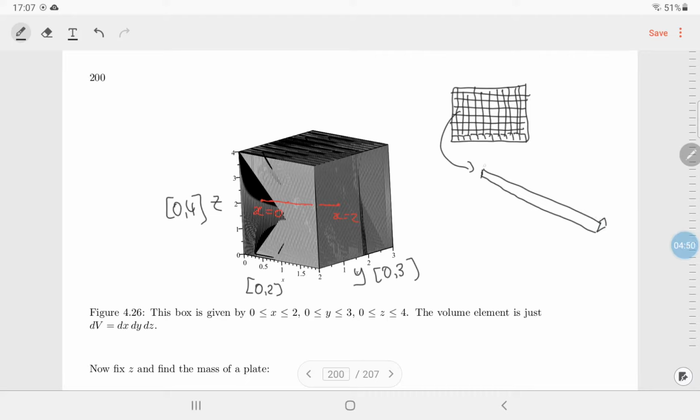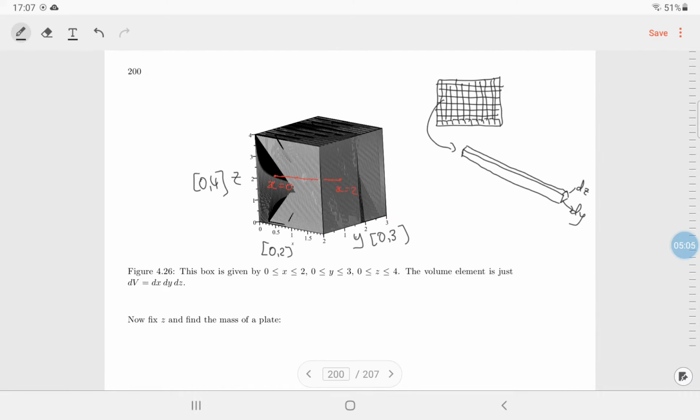But its other dimensions are very, very small. The dimensions of this would be dz, and the dimension of this is dy, and we'll find the mass of that. So you're thinking like a matchstick or something like that, but it goes from x equals 0 to x equals 2, and actually here we're assuming SI units, so it's 2 meters long.